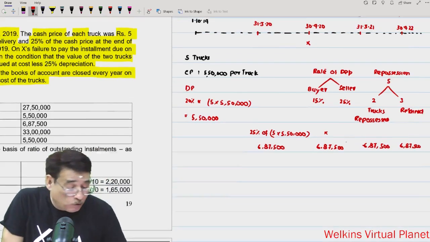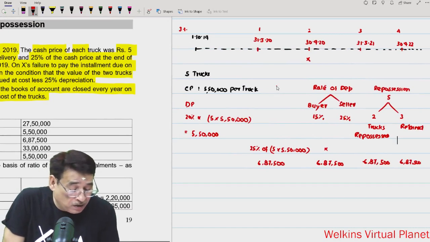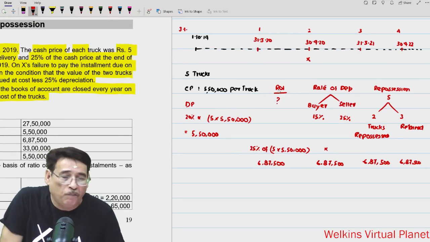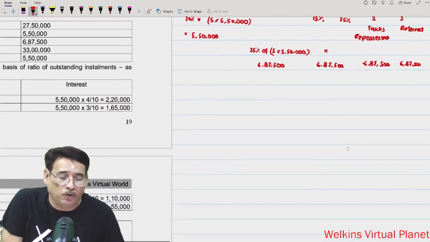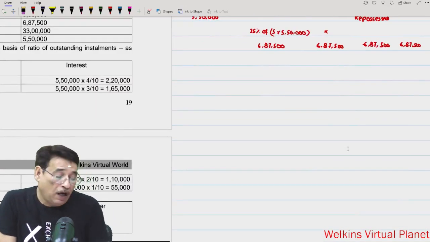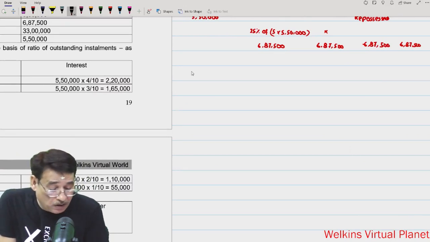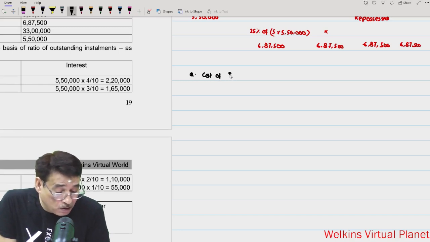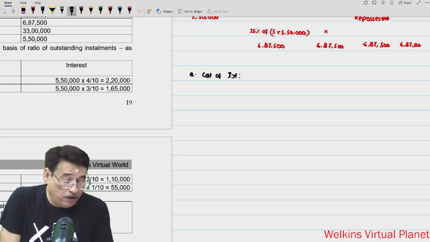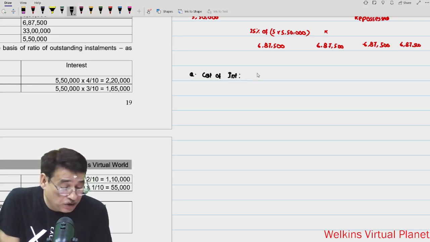Further, in this particular question, you must have noticed that there is no rate of interest. We went through the entire question and there is no rate of interest. That means in this question, we have the cash price, but we do not have the rate of interest. And you know how to compute in that particular case when the rate of interest is not given, correct? Step number one, calculation of interest. In order to compute interest, first of all, I need to compute the higher purchase price.